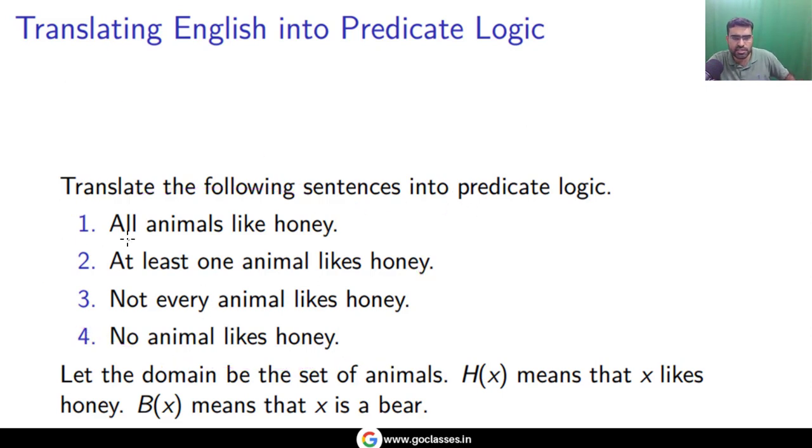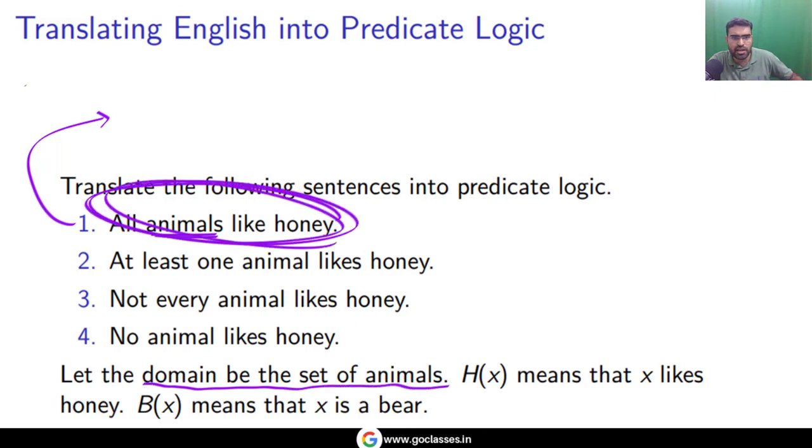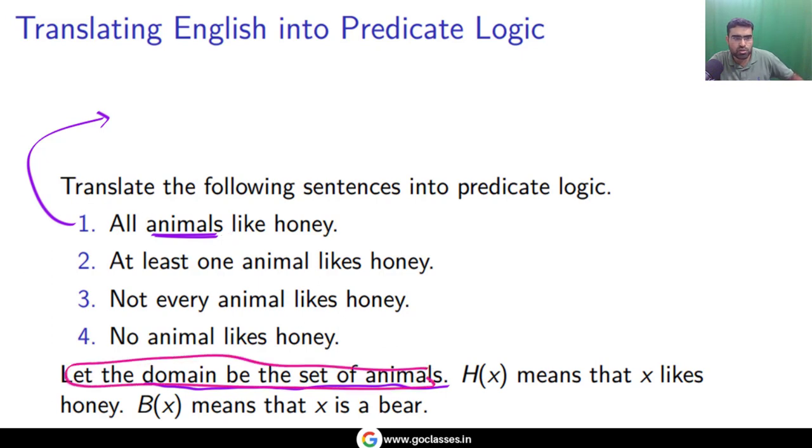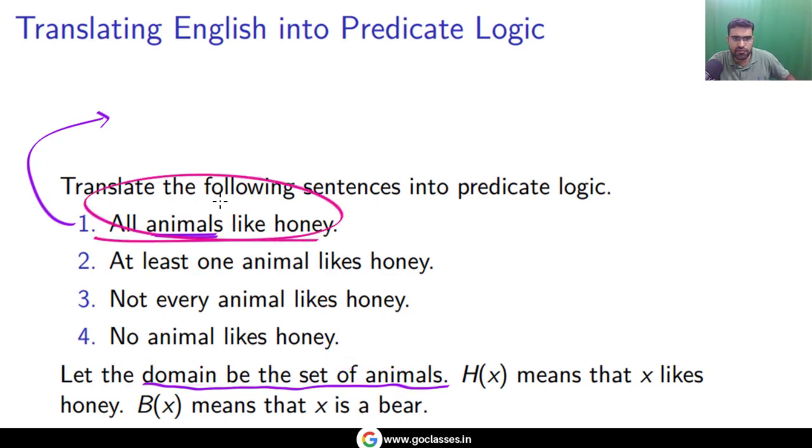So let's see the first sentence. That is, all animals like honey. Every animal likes honey. Remember, the domain is also set of all animals. So it simply means that every element in the domain likes honey. Please understand that we are talking about all animals. The domain is also set of all animals. So that means we are talking about all the elements in the domain. So this first statement says that every element in the domain likes honey.